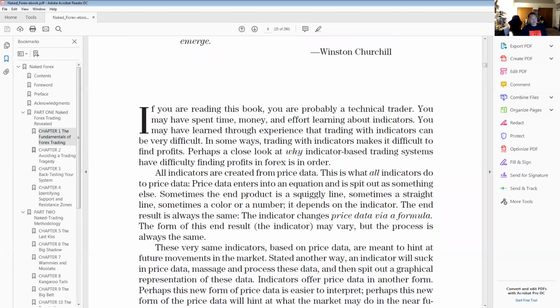Okay. You can talk about this. All indicators are created from price data. Price data enters an equation and is spit out as something else. It's a formula. They even talk about this. The indicator changes price data via a formula. Everything is coded into a formula, like math. Everything is calculated in math.